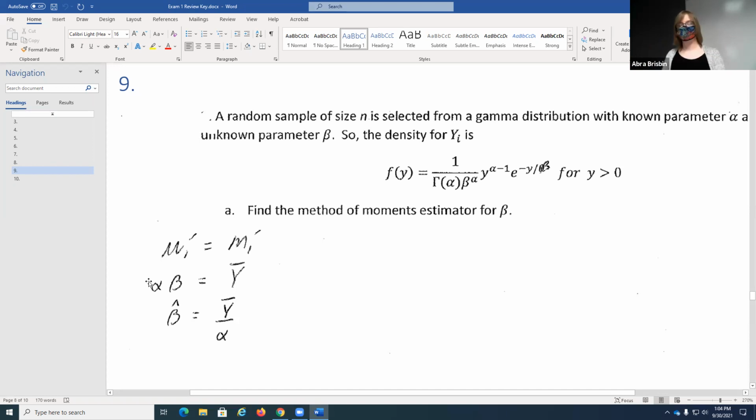And the first moment of the random variable, the theoretical moment, is the expected value of y to the first, so that's the mean of y. Using the mean of a gamma distribution, that's alpha times beta. And then we know alpha, we want to find the estimator for beta, so we just need to solve this equation for beta. So we get that the method of moments estimator for beta is y bar over alpha.